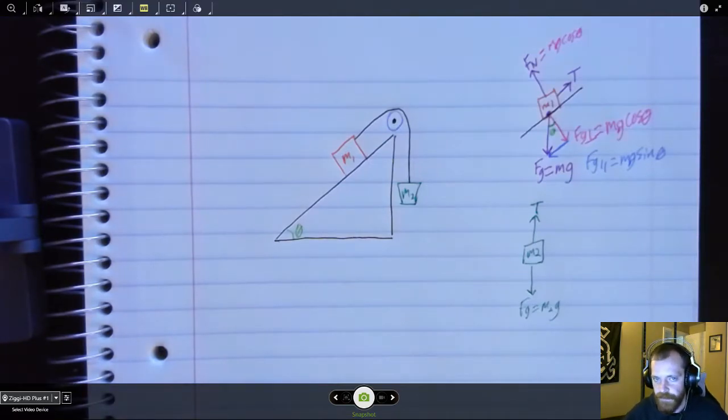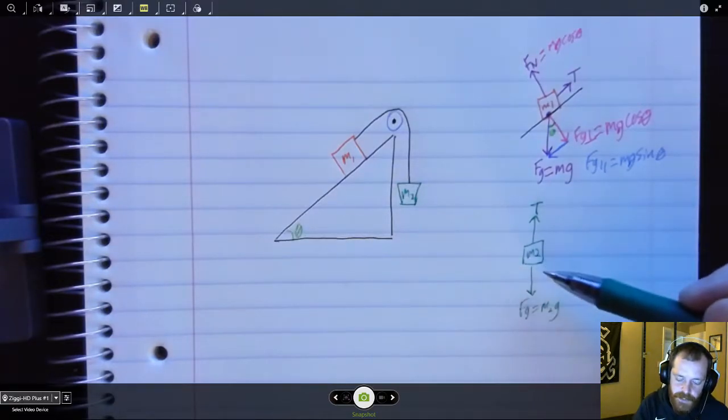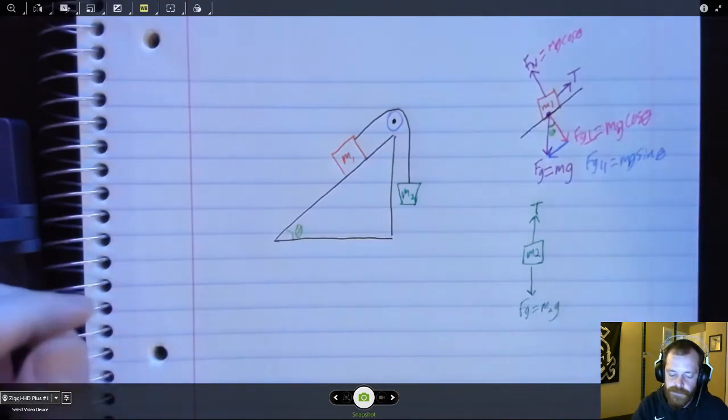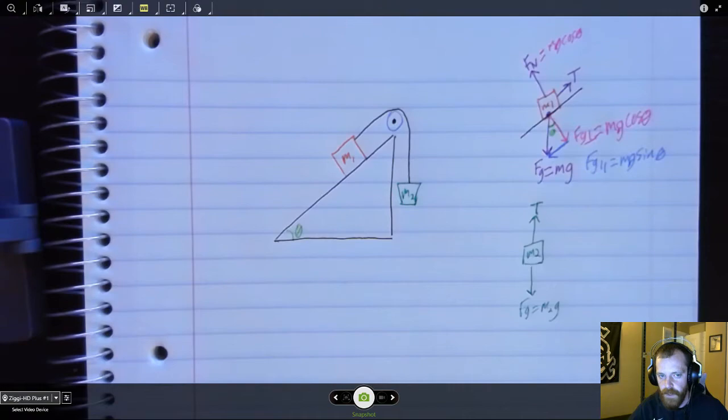The next thing we probably want to do is get a net force equation for each of these two boxes. For the second object, the net force is pretty straightforward. It's just these two forces, and since they're going in opposite directions, we're going to subtract them.